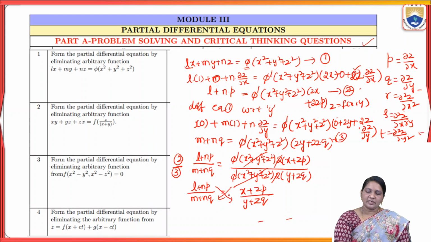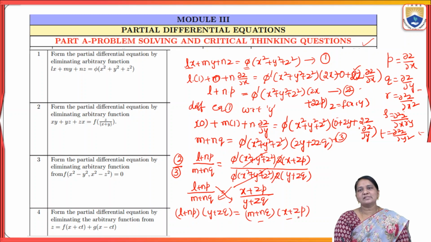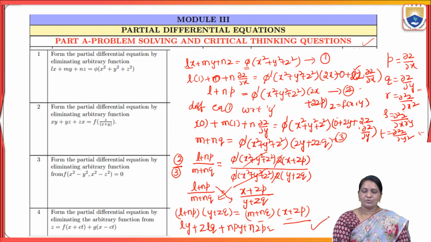Take the cross multiplication here: L plus np into y plus zq is equal to m plus nq into x plus zp. Now we do the simplification to get the equation form of the PDE. So Ly plus zlq plus npy plus nz into pq. Like this you have to simplify the equation to get the PDE. So this is the way to eliminate the arbitrary function from the given equation.